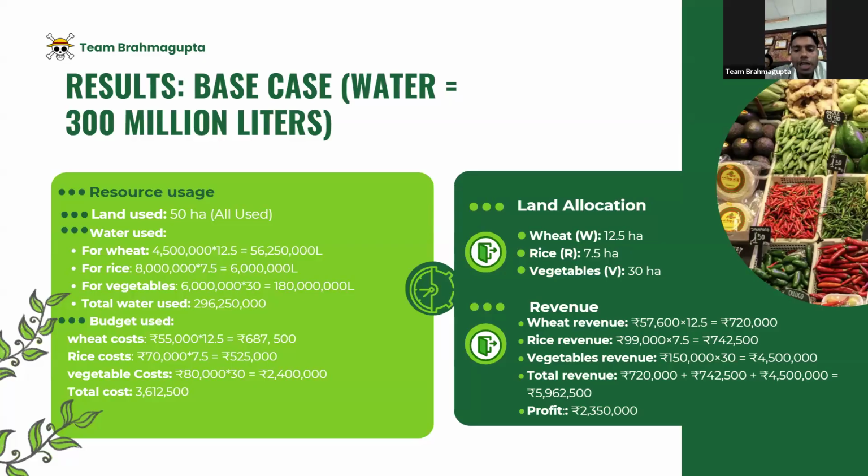Now the land allocation: for wheat we have used 12.5 hectares, for rice we have used 7.5 hectares, and for vegetables we have used 30 hectares of land. Now revenue. From wheat we are getting a revenue of 7,20,000, from rice we are getting 7,42,000, and from vegetables we are getting 45 lakh. And the total revenue we are generating is 59,62,500. Now if we subtract the total cost from the total revenue, we get a profit of 23,50,000.